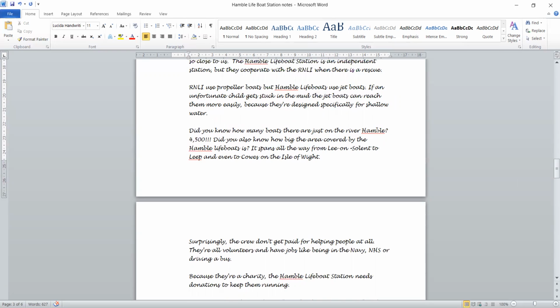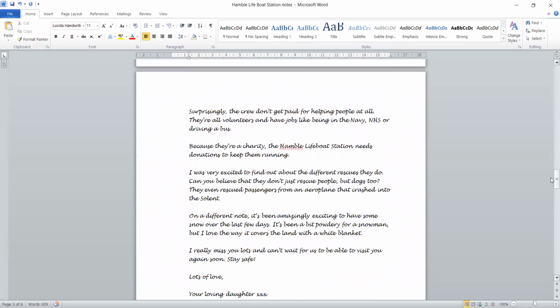Did you know how many boats there are just on the River Hamble? 4,500. I think I can make this more exciting. I'm going to write an unbelievable 4,500. So again, I have added an adjective to my sentence to make it more exciting. Let's carry on reading.